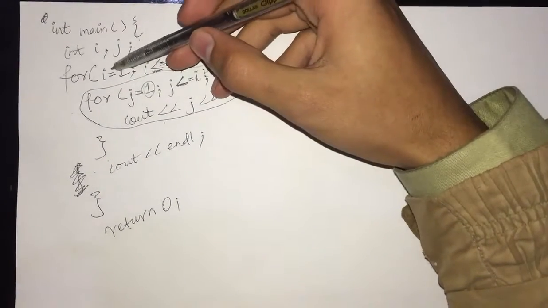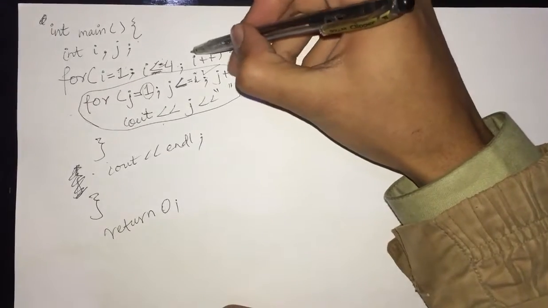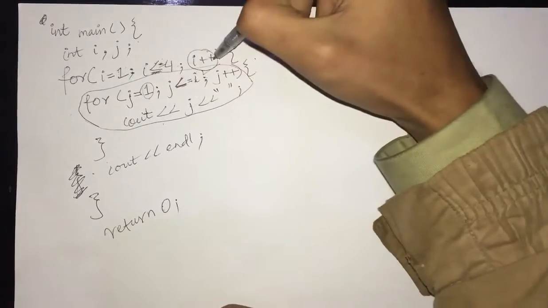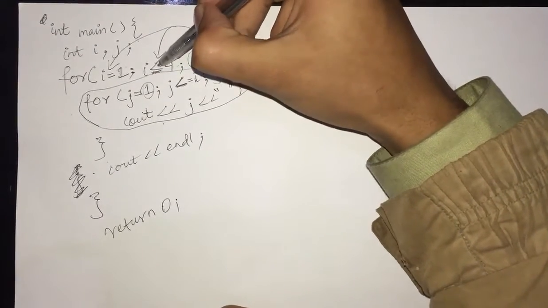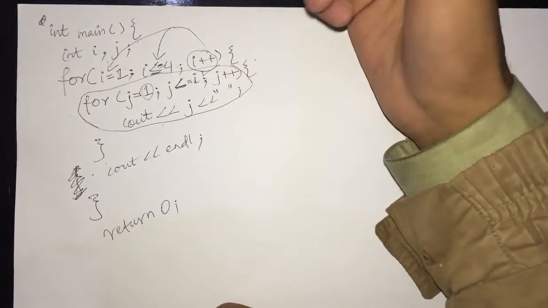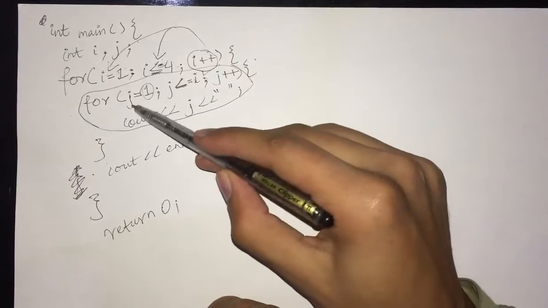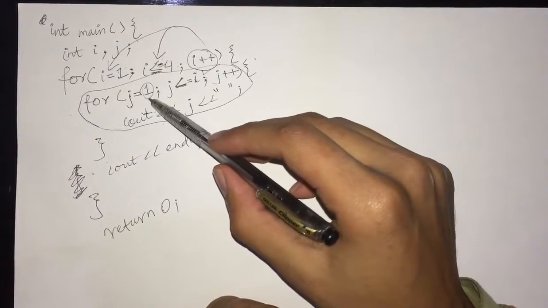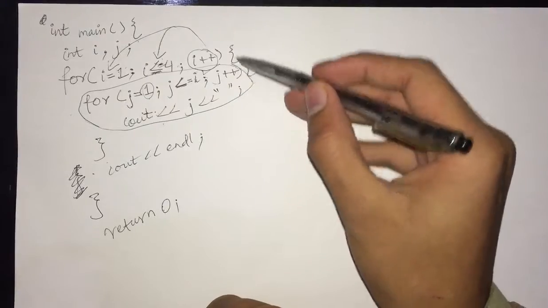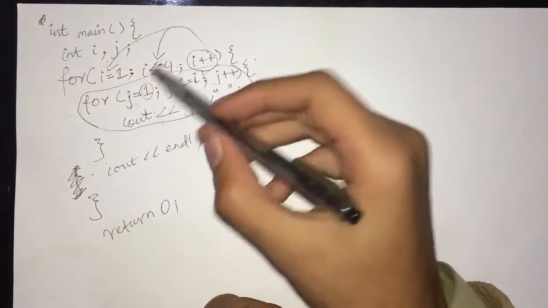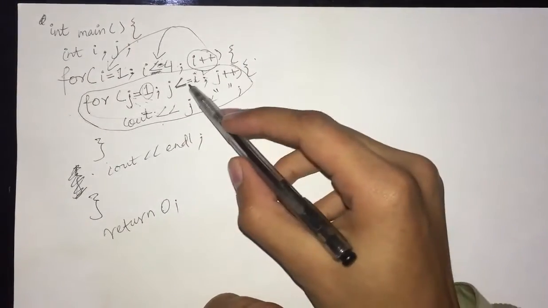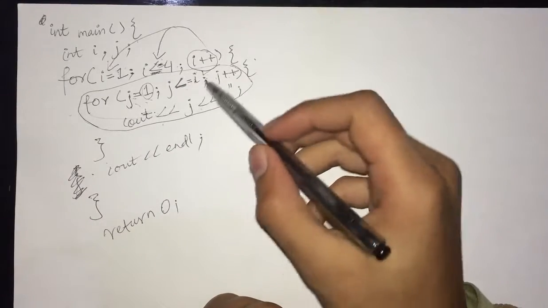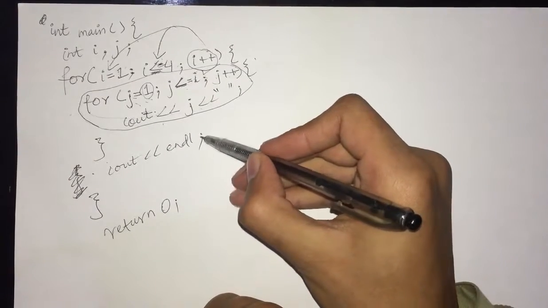outer loop. Now we are incrementing i as well, so i becomes 2, then it comes to the condition, is i less than or equal to 4? Yes, it's less than 4, so we again come here. We have j equals 1. So we are again starting this inner loop. We have j equals 1, j is less than or equal to i, yes, so we have 1. It's also endl, so the cursor is going to move to the next line.